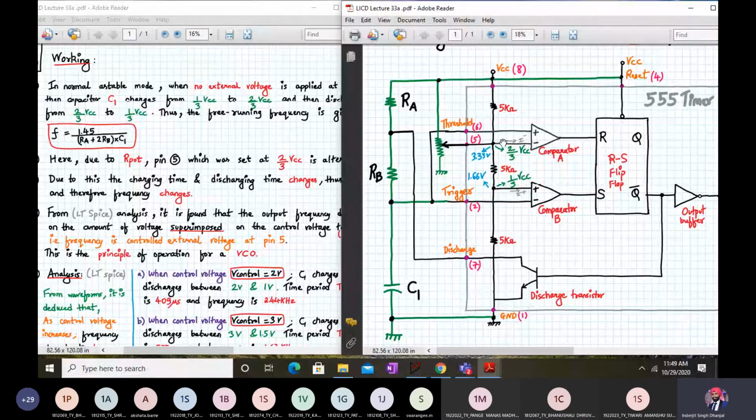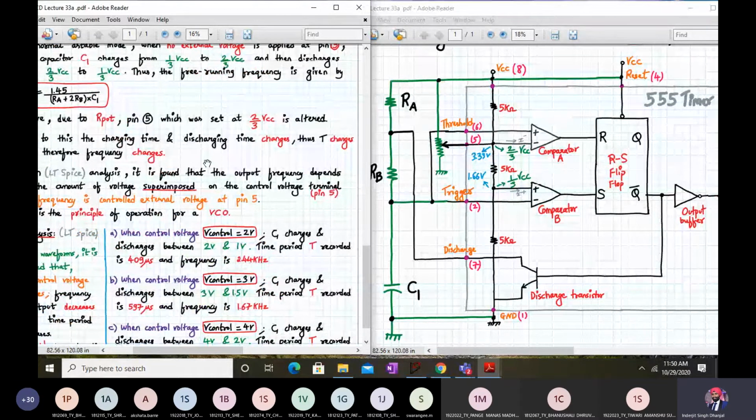So earlier, when no external V control voltage was applied, the capacitor was charging and discharging between the limits 2/3 VCC and 1/3 VCC. But now when I change my control voltage from 0 to 5, the charging and the discharging waveform of the capacitor will not have a limit of 2/3 and 1/3 VCC. The limit will change as per the control voltage. Now let us see how.